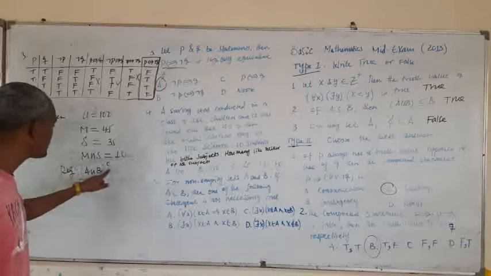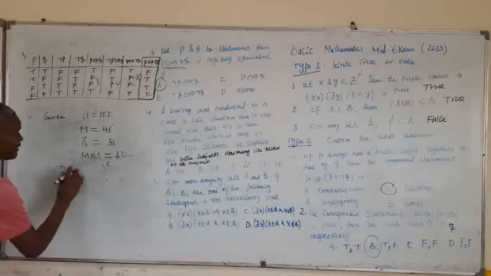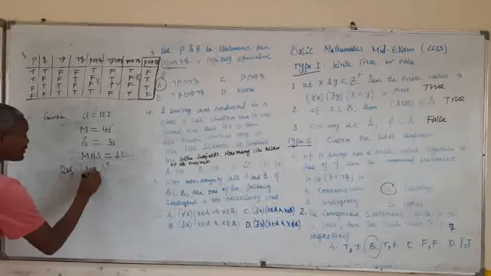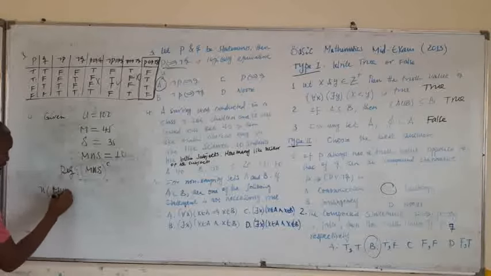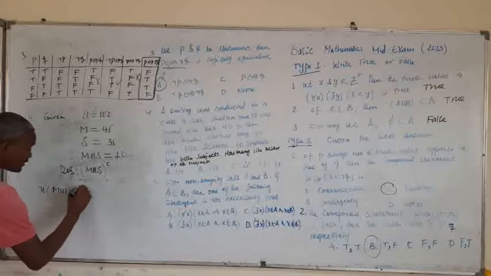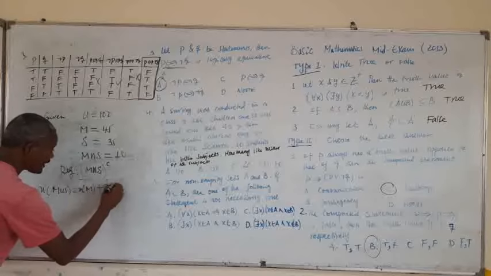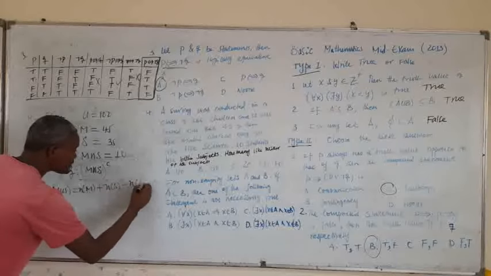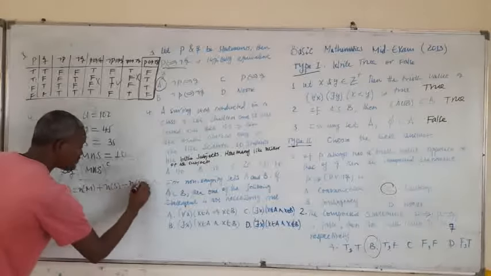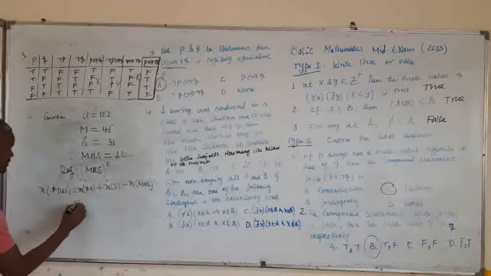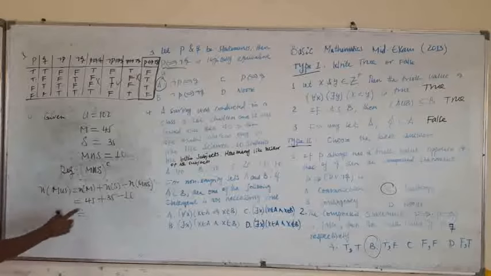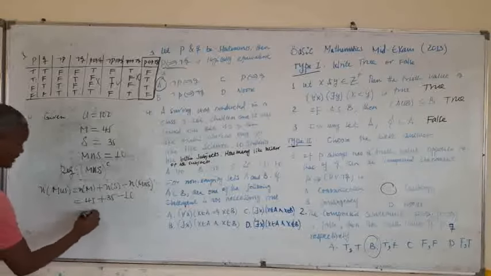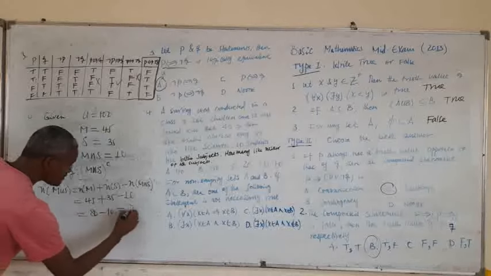Before finding the complement, let's first find the union of M and S. How can we find the number of M union S? It is the number of M plus the number of science students minus the number of the intersection M intersection S, which is 45 plus 35 minus 10, which is 80 minus 10, which is 70.